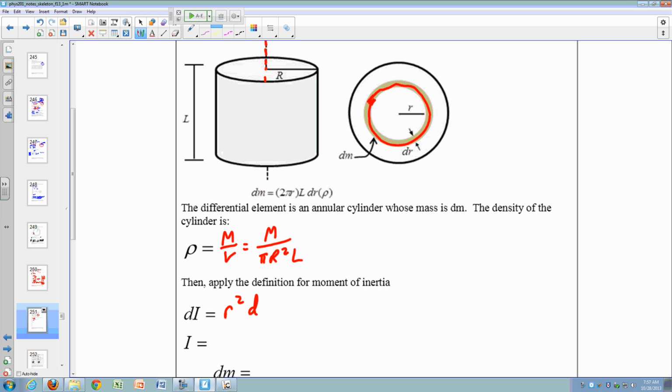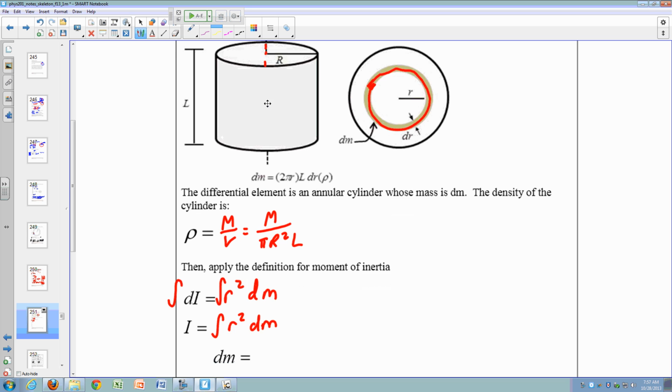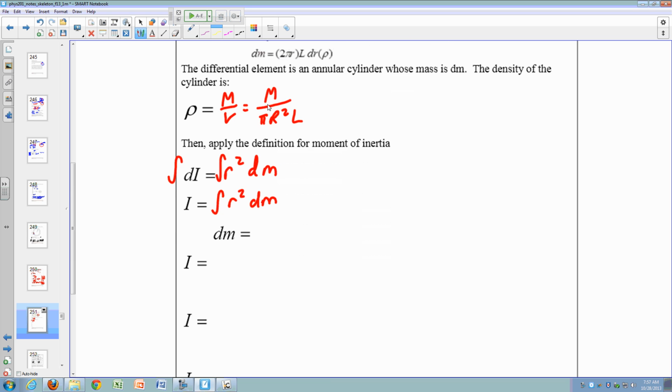That's r squared dm. And then if I want to integrate both sides, I get I, the integral of r squared dm. And then the tricky part is defining the mass element. The mass element dm is going to be the circumference of the circle, 2 pi r, times the length, or the height of the cylinder, L, times the width of the cylinder, dr.